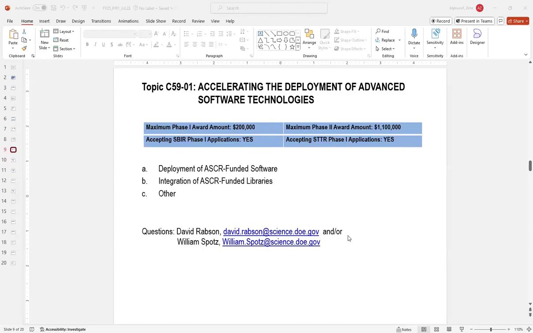And then the next question is very similar. It asks whether applications in photovoltaic design and photonics are responsive. And again, I'll echo what Bill just said. If it incorporates OSCAR-funded software, then it most likely will be responsive. Thank you both. And I don't see any more questions. So the next topic.